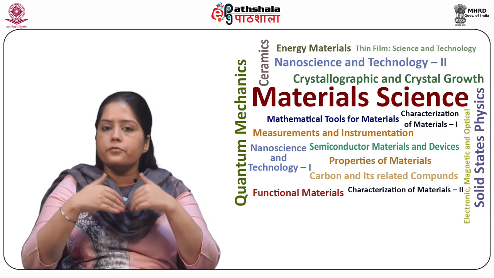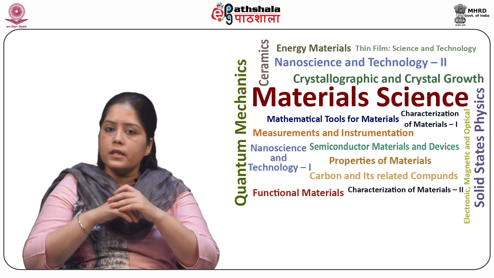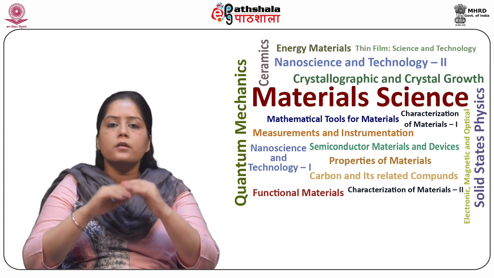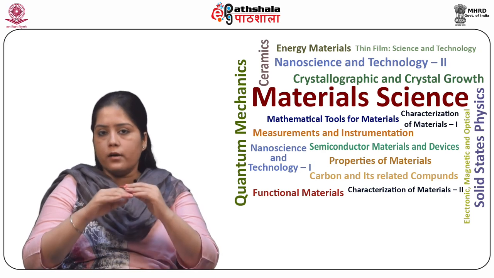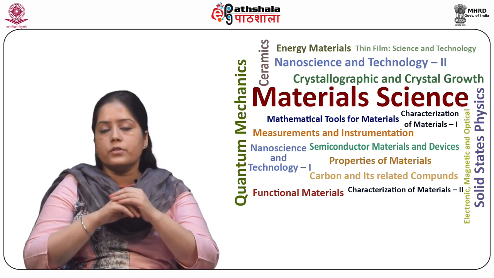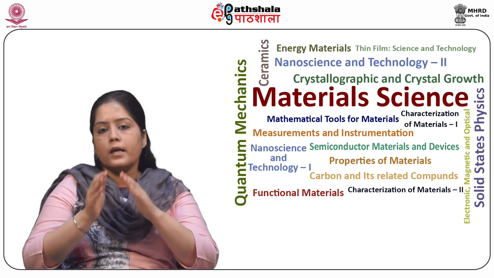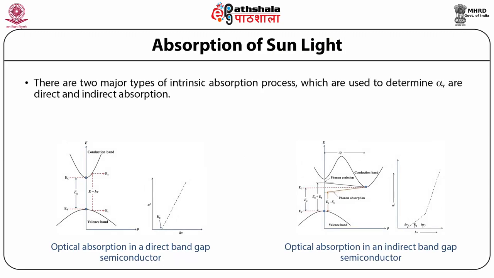Now the rate of free carrier generation after the absorption of sunlight is given by G, and it is equal to alpha N_ph exponential minus alpha x. The absorption coefficient alpha is related to the extinction coefficient by the expression alpha is equal to 4 pi k by lambda. There are two major types of intrinsic absorption process which are used to determine alpha. These are direct and indirect absorption.